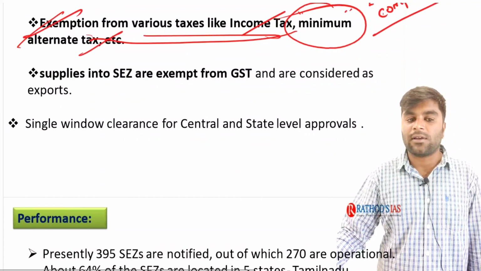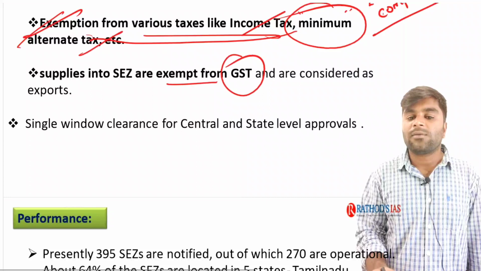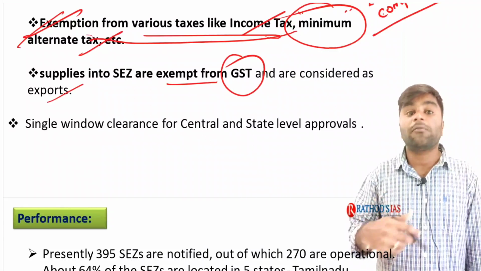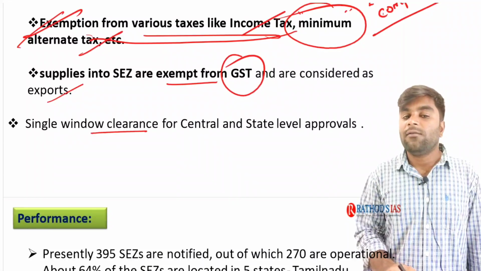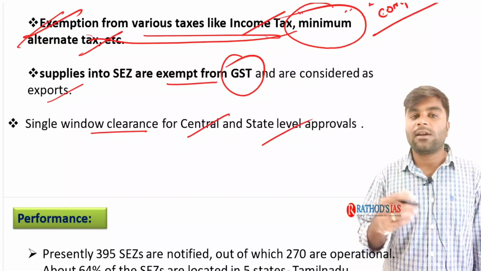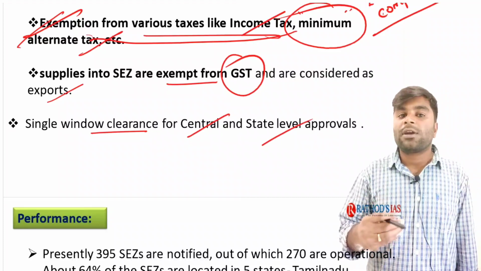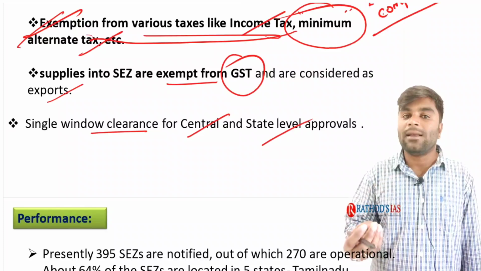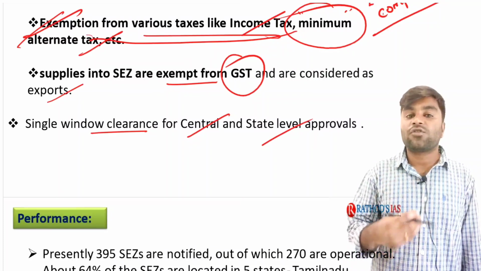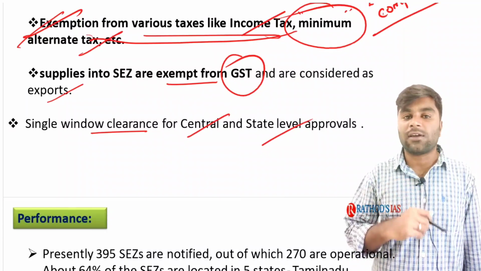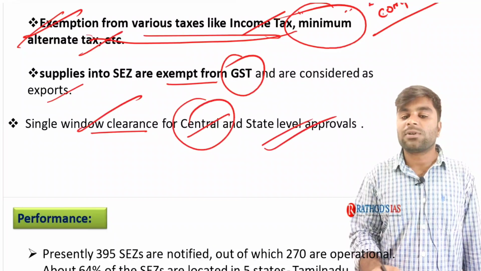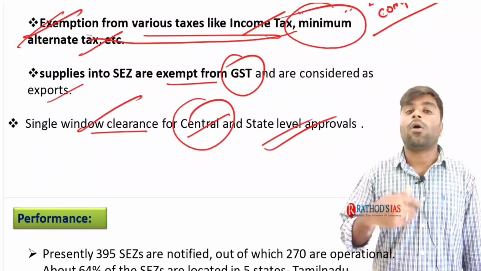All such incentives are provided to the units which are located in the SEZs. So these are the advantages. Supplies into the SEZs are exempt from the GST and are considered as exports for many products. Single window clearances for all the central and state government approvals. Cost overruns and delayed approvals are a major hindrance for the completion of any infrastructure projects in the country, so a single window clearance for the central and state government approvals is also provided for all the SEZs.